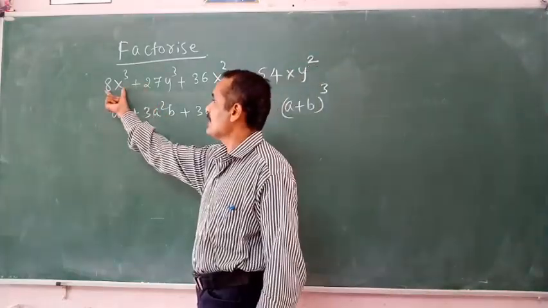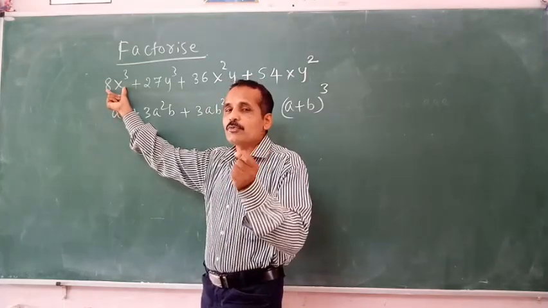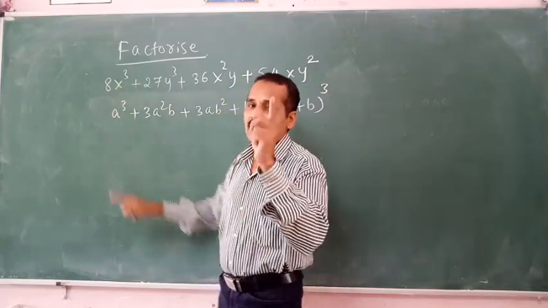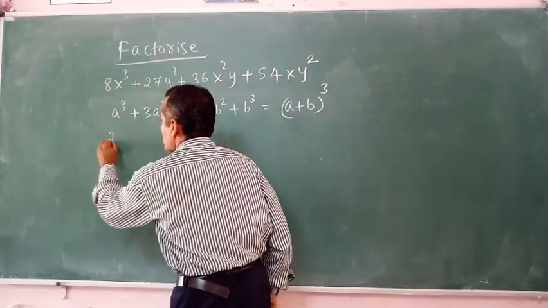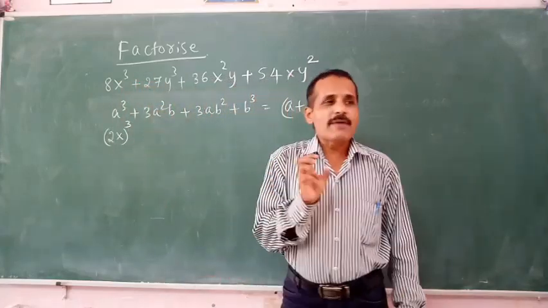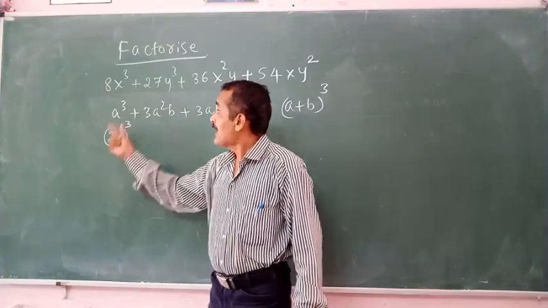See, one cube is here. 8x cube is a perfect cube. Its cube root of 8 is 2, and x cube root is x. So it is 2x the whole cube. That means I got the value of a. What is a? A is equal to 2x.